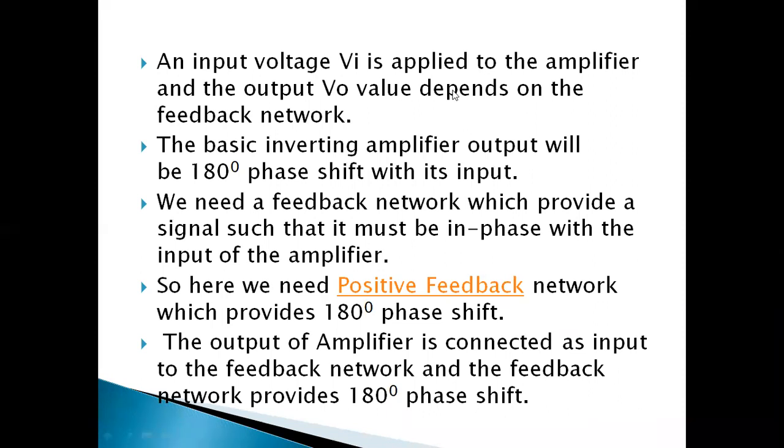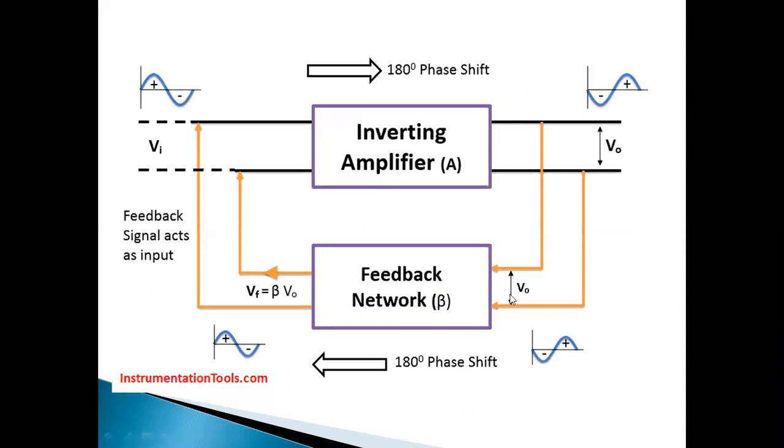And we need a feedback network which provides a signal such that it must be in phase with the input of the amplifier. Okay, so let us consider the figure here. This figure represents an oscillator. Mainly, an oscillator is a feedback network. That means it consists of two parts: one is the amplifier, another one is the feedback network. The amplifier gain is represented as A, and the feedback network gain is represented as beta.